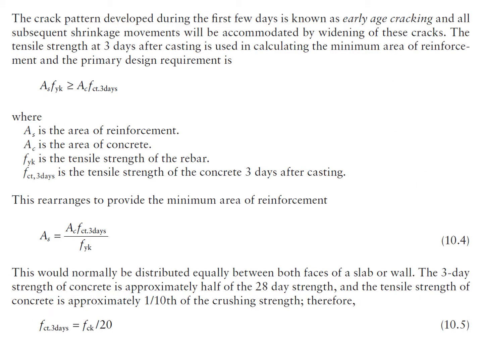So, using this guiding principle, we can develop a simple relationship. The tensile strength of the steel is simply the area of the steel multiplied by the yield stress, and that needs to be greater than the tensile strength of the concrete at 3 days, which is simply the area of the concrete times the tensile strength after 3 days. So we just need to then calculate the tensile strength after 3 days.